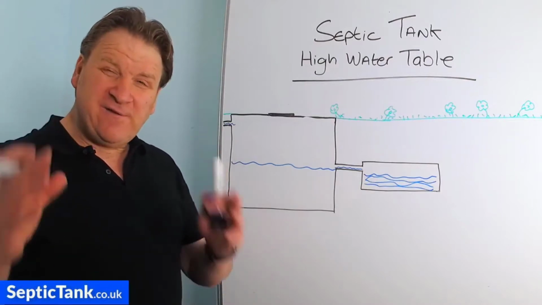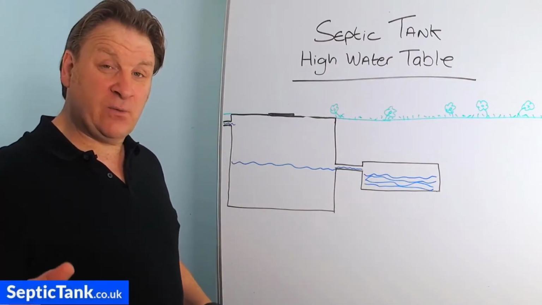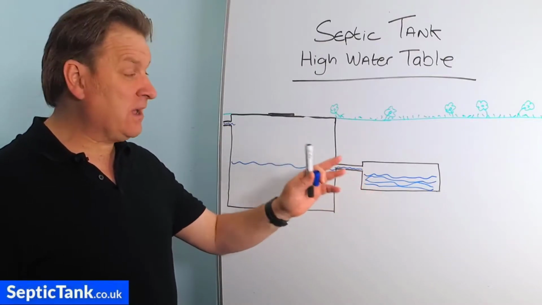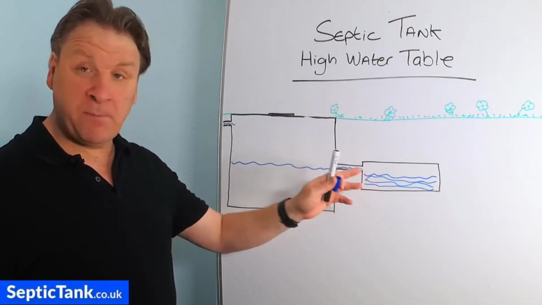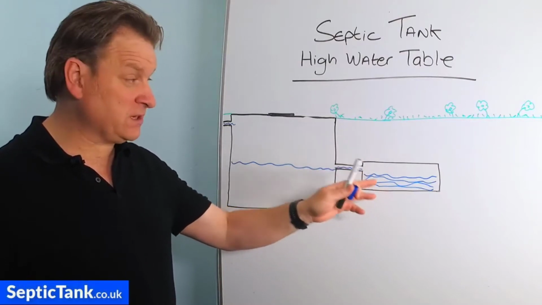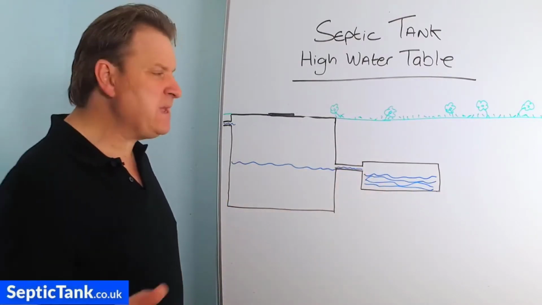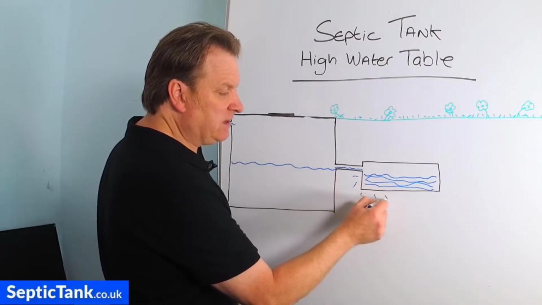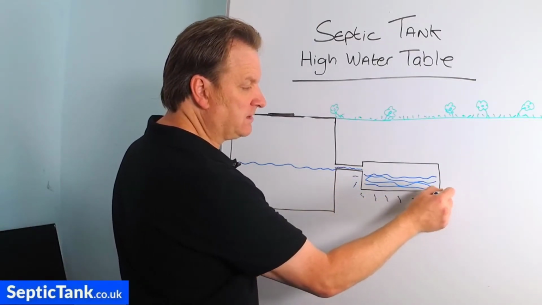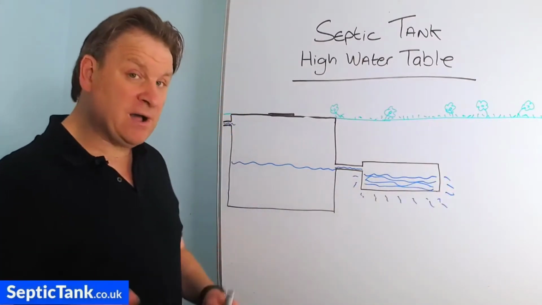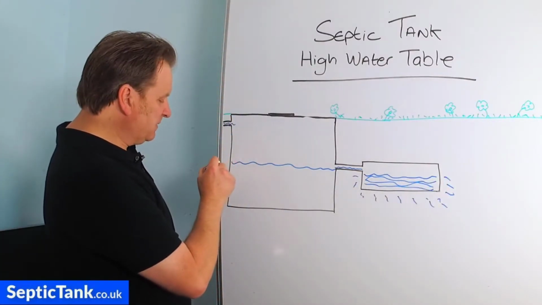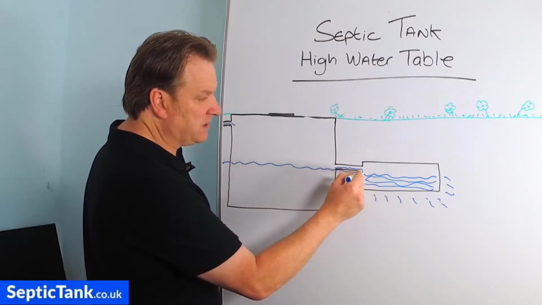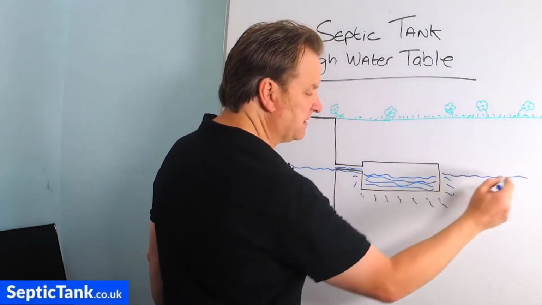Now, if you live in an area that has a high water table, it will affect the function and the permeability of the water in the soakaway. What do I mean by that? Well, normally the water would just soak away naturally into the soil, like so. But when you've got a high water table, let's say the water table is the same height as the water in the septic tank, which is here. So let's say the water table comes to here.